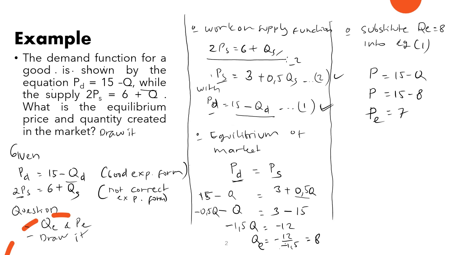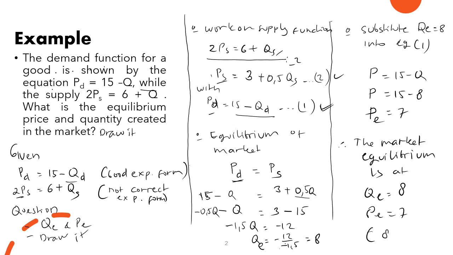Now you give an E. So the market equilibrium gives you QE of 8 and PE of 7. As the coordinate, you can say it is 8, 7. Remember that I say Q is always at the X, P at the Y. Okay?